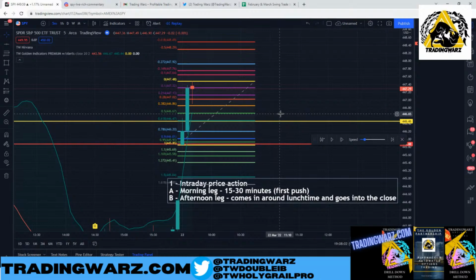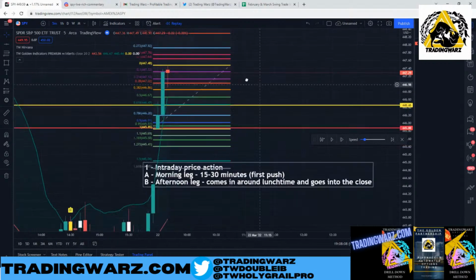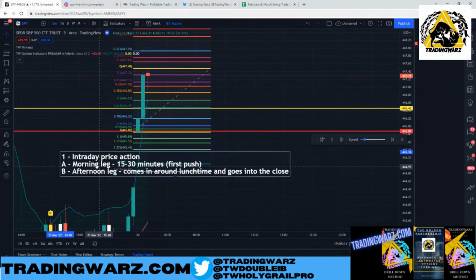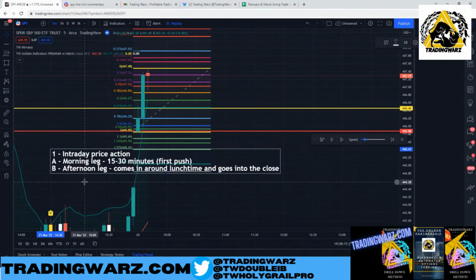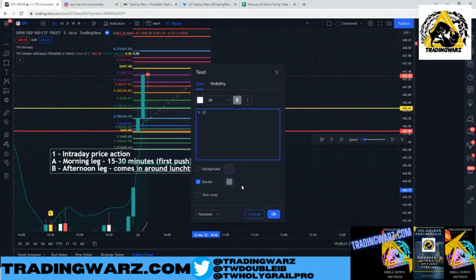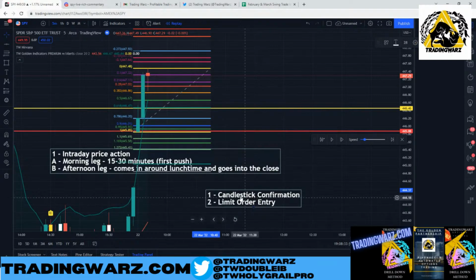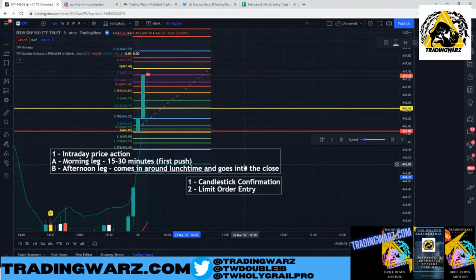So we have the morning leg there. What are the two ways that we can enter a Fibonacci trade? What do you guys think? One is a candlestick confirmation. I wrote about this in my book, guys. Two is a limit order entry. These are the two ways that you use the fibs. A candlestick confirmation is a fractal.